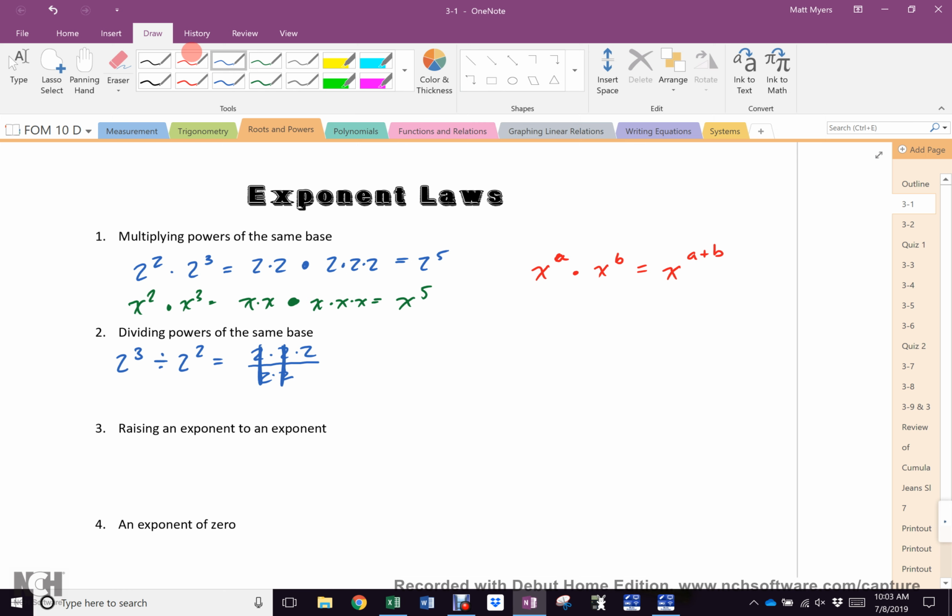Then, hopefully, your grade 9 teacher, the answer is, of course, 2 to what power? The number that we never write, which is 1. X to the a divided by x to the b equals x to the a minus b. And again, if you write it out, you cannot do it wrong. X to the 5th divided by x to the 3rd. 1, 2, 3, 4, 5 over 1, 2, 3. 3 of them cancel, and I'm left with x squared.